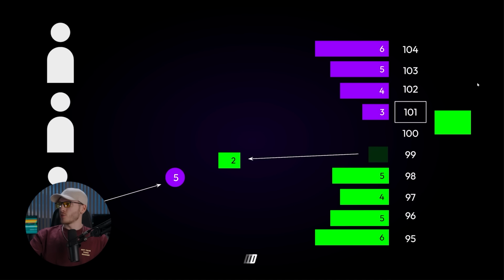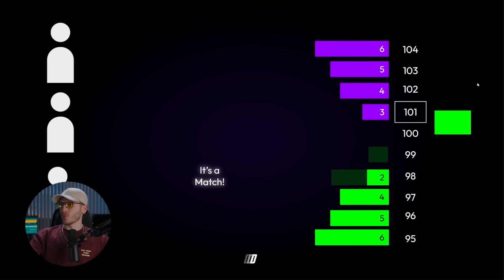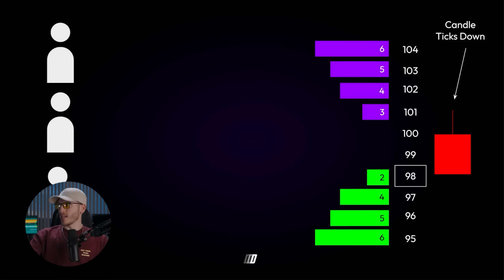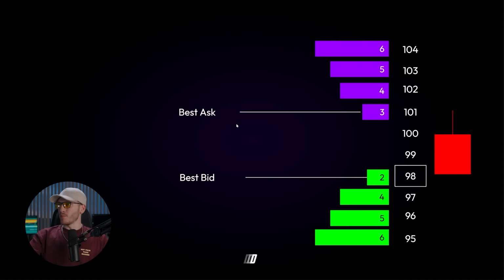Well, he's going to find 2 contracts here and 3 contracts here, so that's a match. And this 98 becomes the new price, and the candle ticks down and leaves a wick above where it used to be. Now, the difference between the best sell offer and the best buy offer is kind of wide, and this difference is called spread.